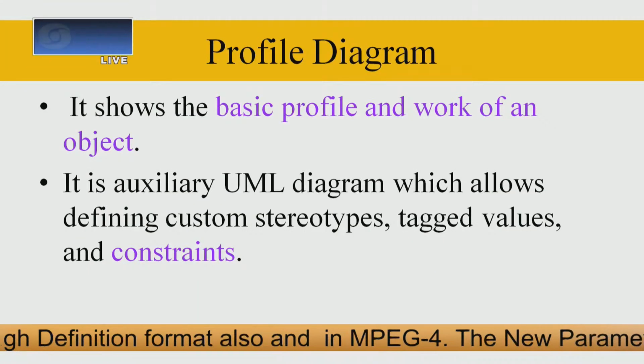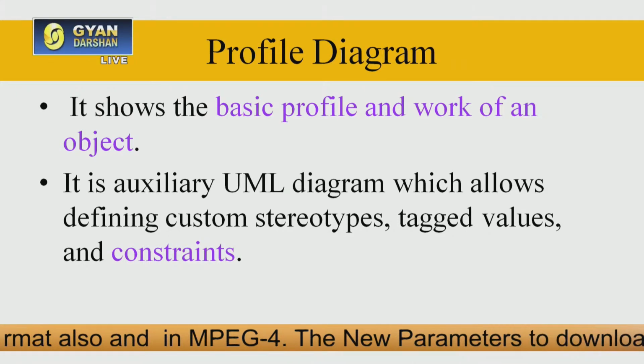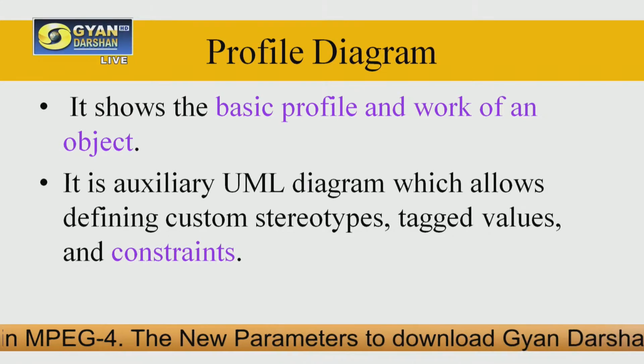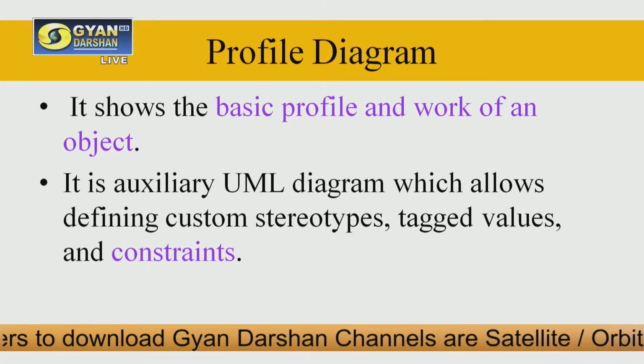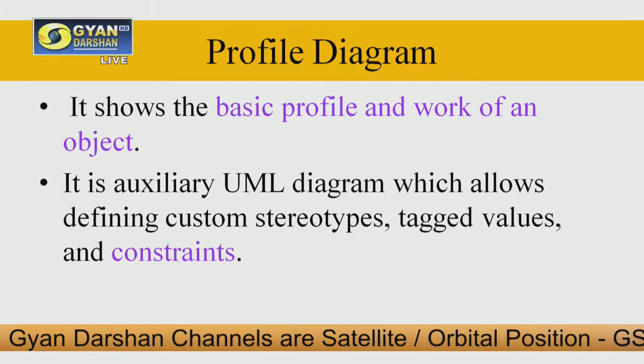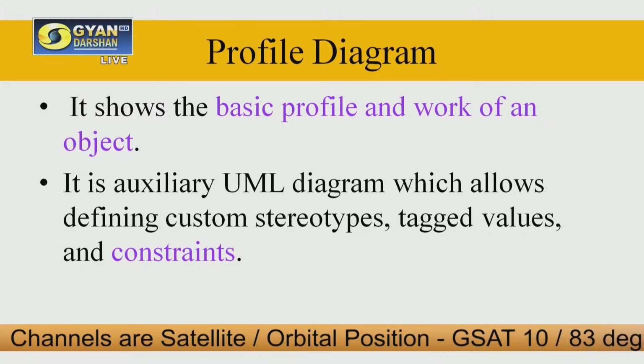Next diagram is the profile diagram. It basically shows the basic profile and work of the object. It is a kind of auxiliary diagram which allows defining custom stereotypes, tag values and constraints. So if you are having a profile of a certain thing, then you very easily can depict and understand that particular thing. That is the whole purpose of the profile diagram, to provide the basic profiling and working of the individual objects or individual components in the system.